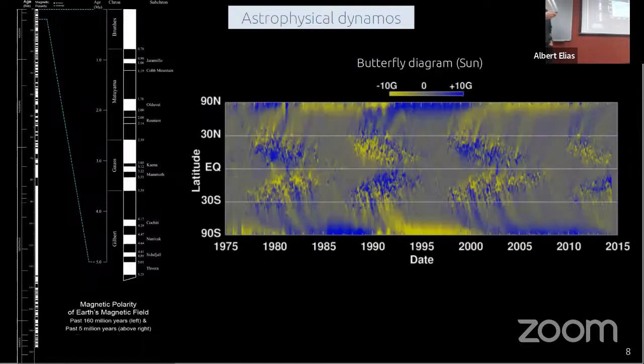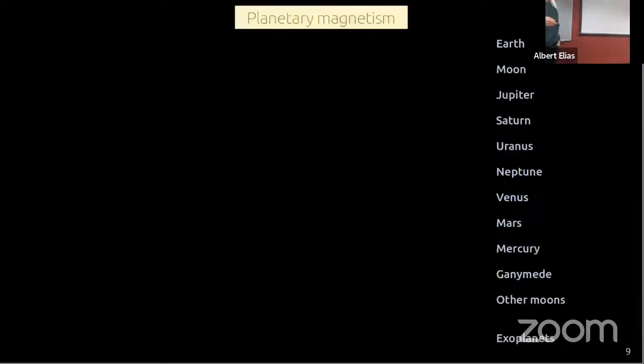This is not the case for the Sun. The Sun, as you may know, has a 22 year cycle, changing polarity every 11 years, and it's quite exact. So these are the two best measured magnetic fields, and they both have cycles and they vary. So there must be some MHD going on there.